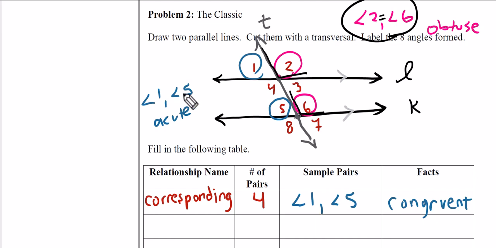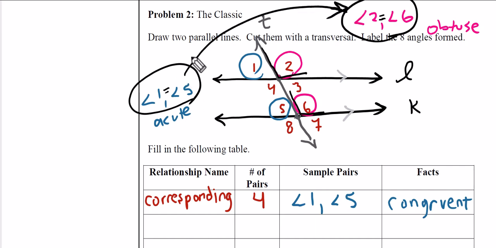However, angle 1 and angle 5 are also corresponding angles. Those are congruent or equal to each other. But don't say that all corresponding angles are equal to each other, because that is false. Okay? We're saying that pairs of corresponding angles are equal or congruent to each other. So for example, if we're looking at angle 1, angle 5, we can clearly say that they're equal to each other. Or if we're looking at angle 2 and angle 6 only, we can say that they are equal to each other.